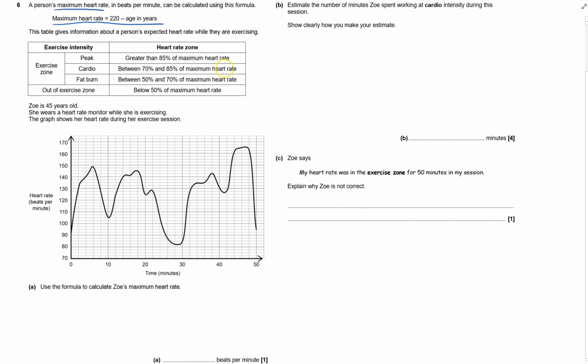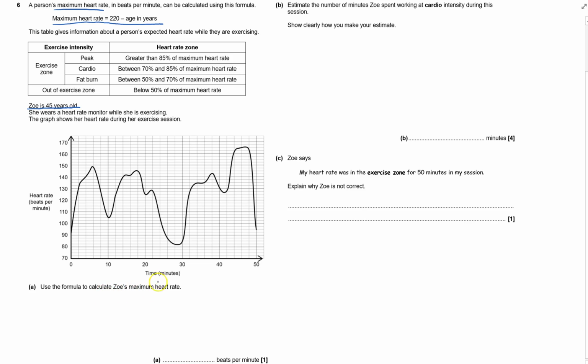So I've got to find this maximum heart rate. It's 220 minus the age in years. I've got age in years here. Zoe is 45 years old. Monitor, heart rate, time, got it. Check the scales. Each one goes up by, from 70 to 80, it's 1, 2, 3, so about 2.5 each time, and across, each little square is worth 2.